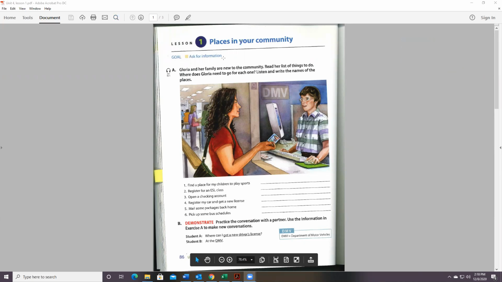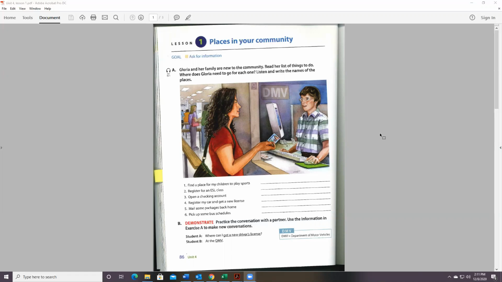All right, so our goal today, nuestra meta, is to ask for information. Preguntar para información. Okay, so let's look at A. It says, Gloria and her family are new to the community. Read her list of things to do. Where does Gloria need to go for each one? Listen and write the names of the places.